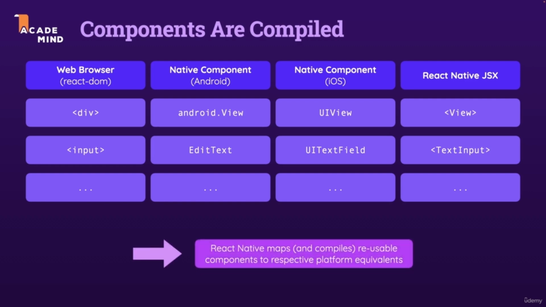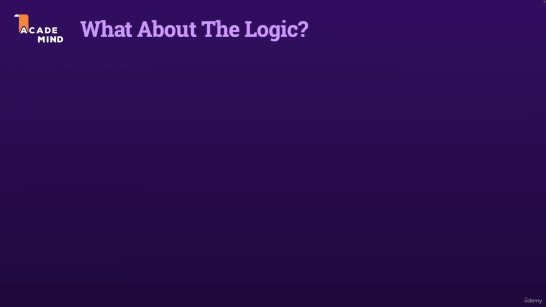So React Native maps and compiles reusable components like text input or view or many other components about which you will learn throughout the course to their respective platform equivalents. That's one of the main jobs React Native will take care of. But what about the logic? I mentioned that those views, the JSX elements, are compiled to their native equivalents.